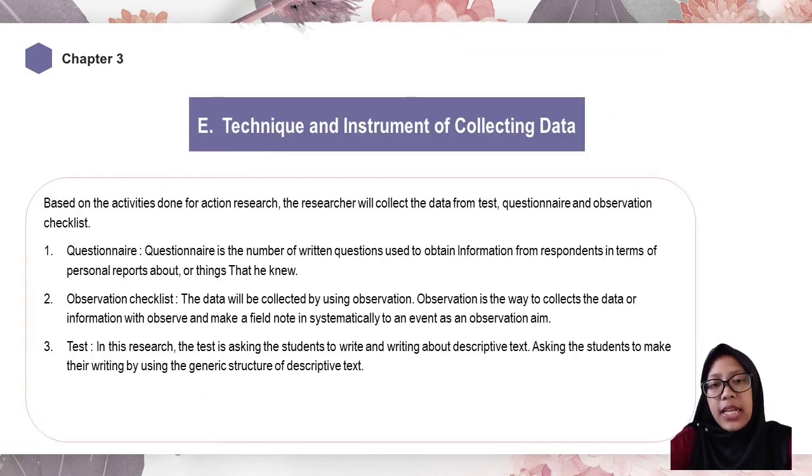Next is point E, technique and instrument of collecting data. Based on the activities done for the action research, the researcher will collect the data from a test, questionnaire, and observation checklist. The questionnaire is a number of written questions to obtain information from respondents in terms of personal reports or what they know. Number 2, observation checklist. The data will be collected by using observation. And number 3 is test. In this research, the test asks the students to write a descriptive text.